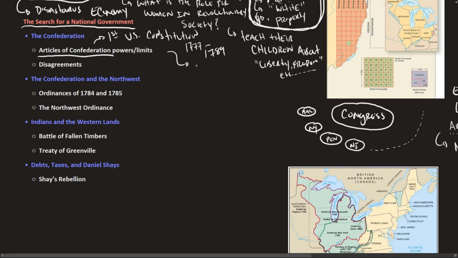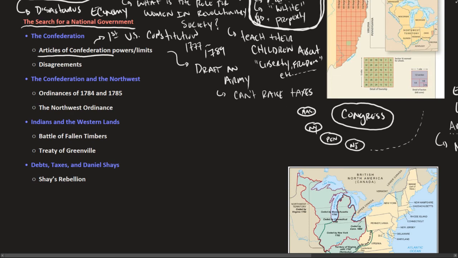The Articles of Confederation could not draft an army. Again, these are things that the Articles cannot do. That was a problem. The biggest problem was that it can't raise taxes.